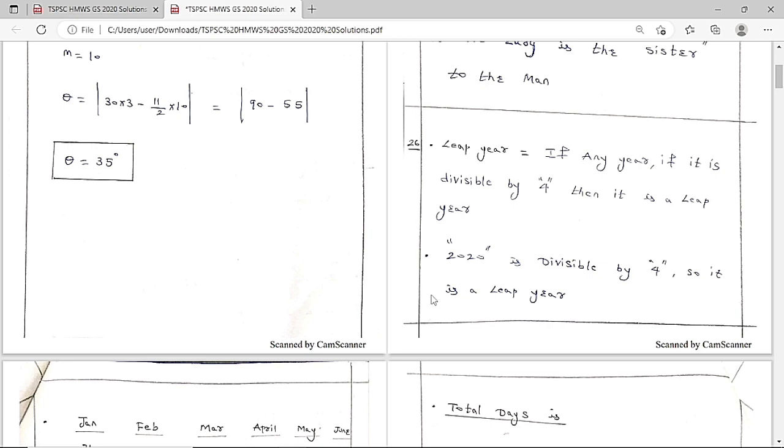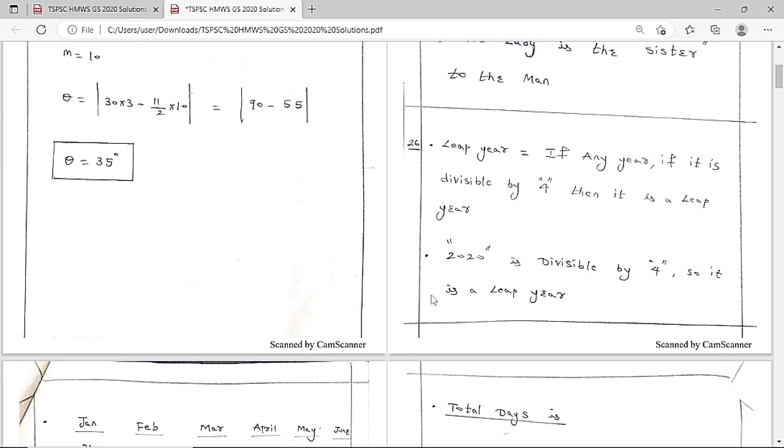I have already told you this many times. If any year is divisible by 4, then we say it is called a leap year. So these things always keep in mind. What is the definition of leap year? If any year is divisible by 4, then it is called a leap year.